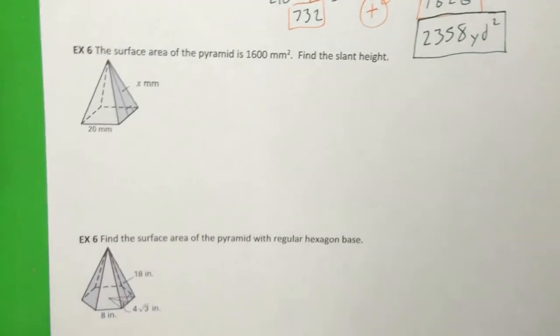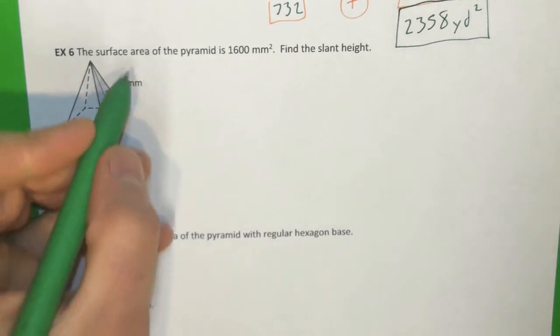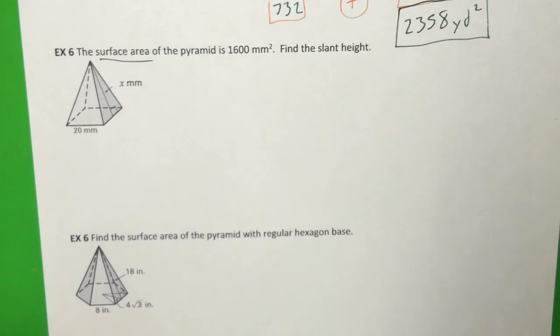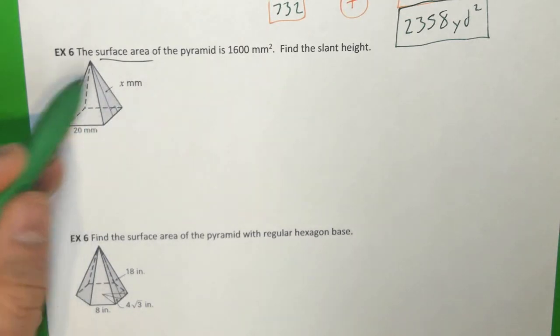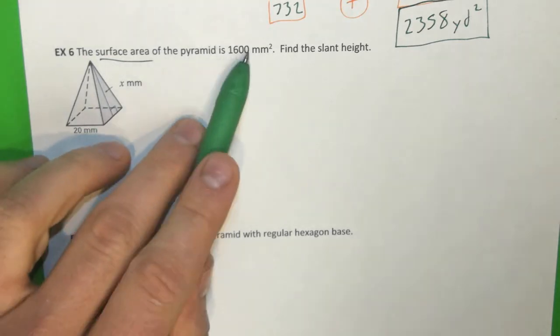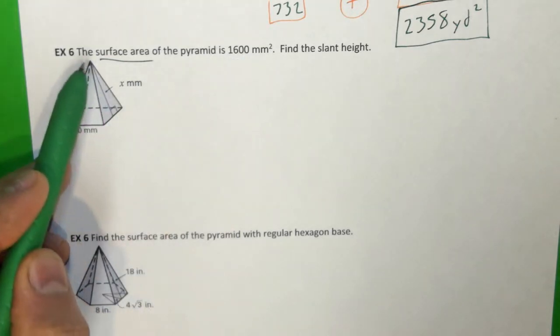Here's another tricky problem. This problem right here is tricky because they're actually going to give you the surface area. So this surface area right here is given to us. It's 1600. And it's a pyramid. So what we're going to try to do is use that given surface area to figure out what the slant height is.